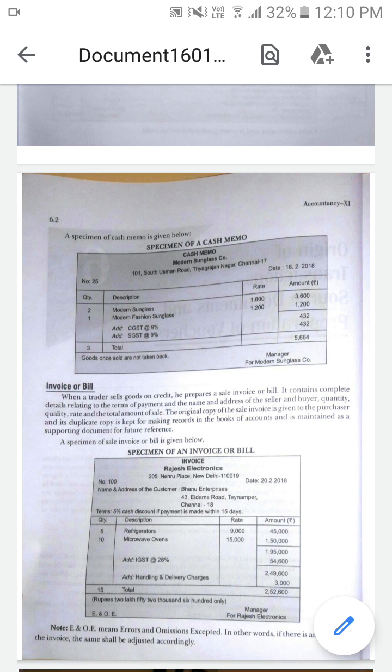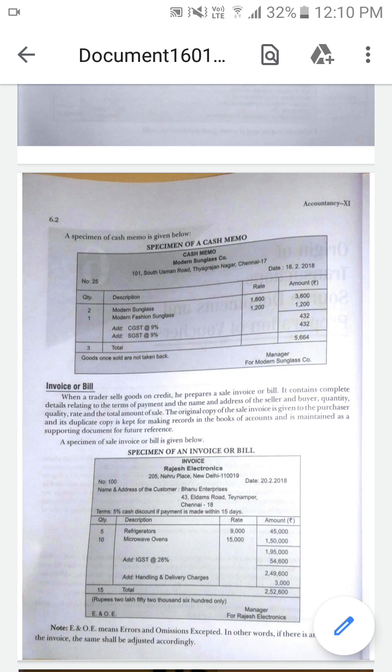Okay, so it is a transaction related to credit transactions. They will prepare a document called an invoice or bill. It also contains all the details such as terms of payment, so how they have to make the payment, name and address of the seller and the buyer, quantity, quality, rate, and total amount of sale.